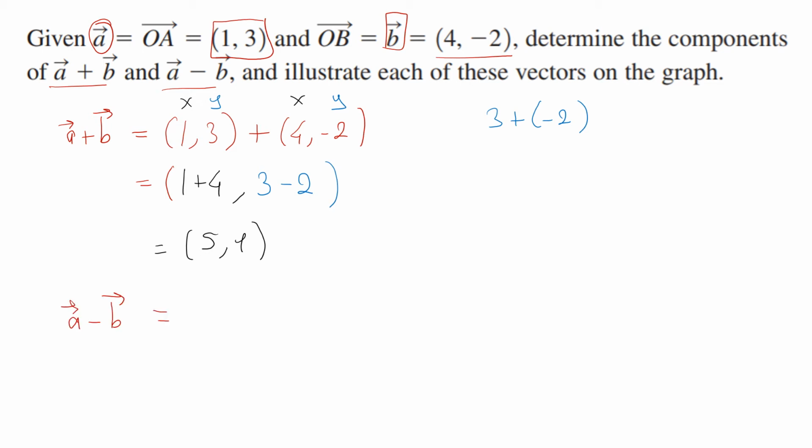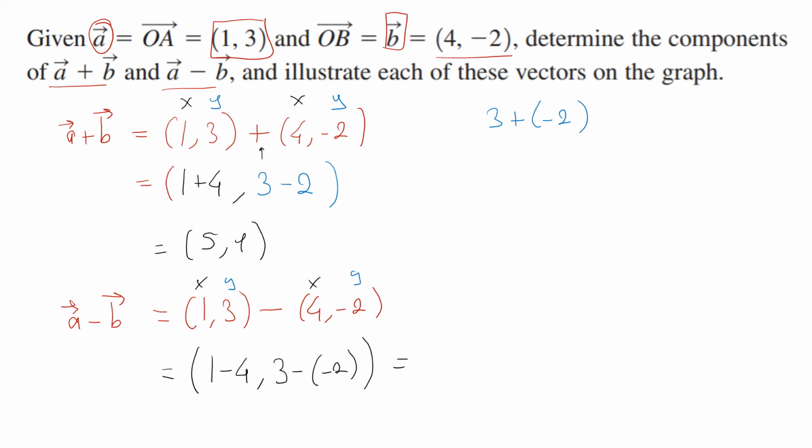Now, in terms of A minus B, the value for A is the same, so 1, 3. But now I just put minus in between. And now I have 4 and -2. Again, I do the same things, x's are together and y's together. But now when I put them together, I'm going to put the negative sign in between. So instead of saying 1 plus 4, which I had, I'm going to say 1 minus 4, right? And for the y component, it's going to become 3 minus -2, which will become 3 plus 2. So over here, what I'll have is -3, and 3 plus 2 will give me 5.